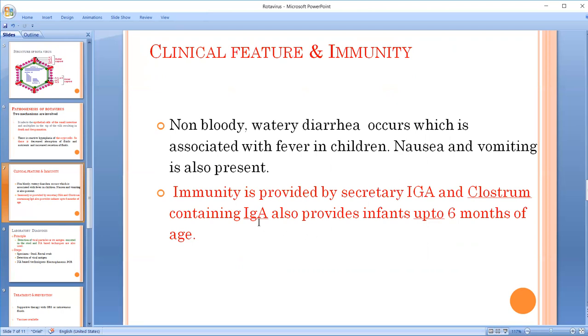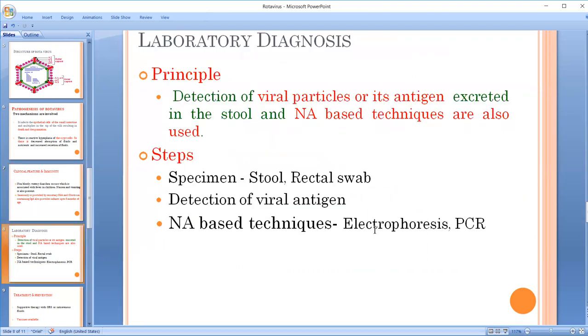And once a child has suffered from this diarrhea, immunity develops, and the infants who are fed by the mother's milk remain protected up to 6 months of age.